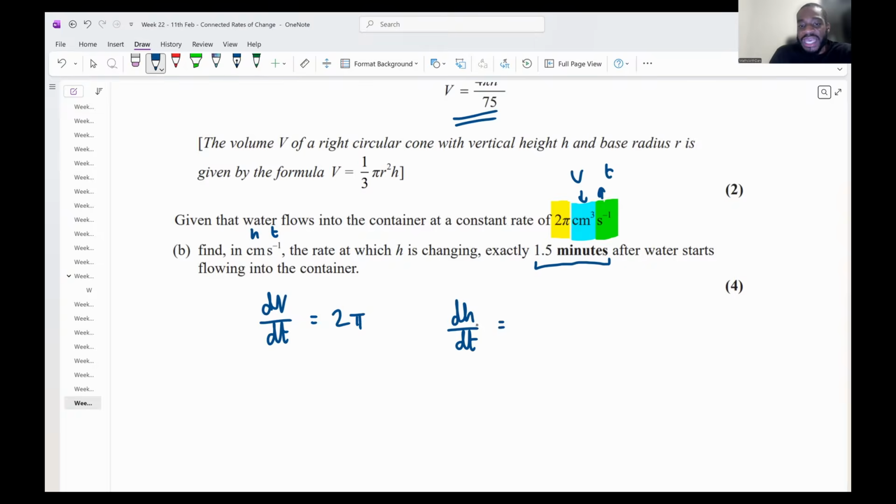Now, let us get our connected rate of change. dh/dt, we know is going to be equal to dh over something times by that same something over dt. Could somebody tell me what that question mark would be? Exactly, fantastic. It would be dV, wouldn't it? That's the only variable there. It makes sense to put dV there, right? We've got dV/dt anyway. So I've got dV there and I've got dV there.